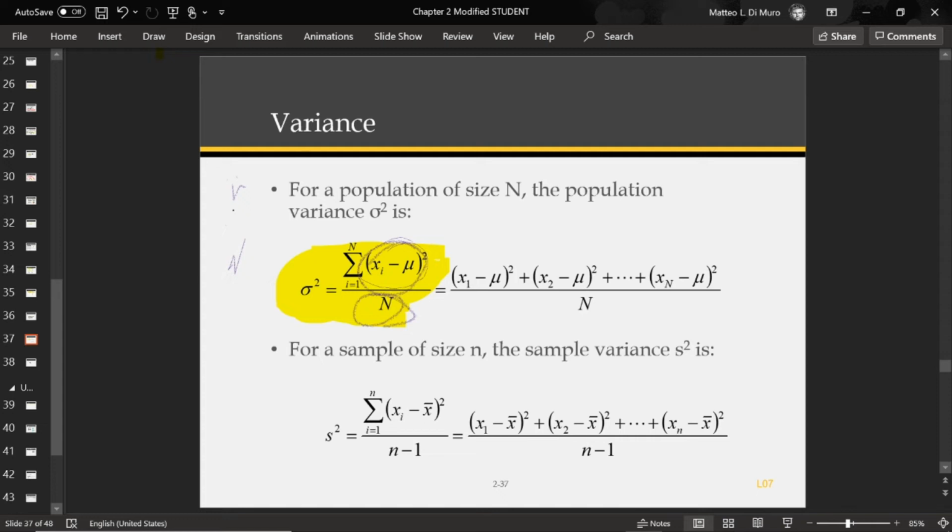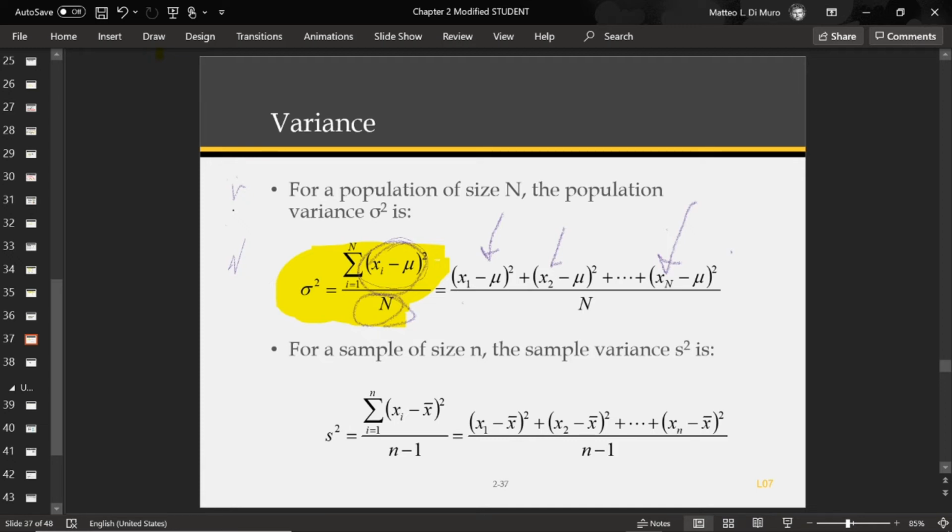So what follows is just the expanded form of the formula, right? Take your first data point, subtract the mean, square it. Take your second data point, subtract the mean, square it. So on and so forth until you get to xn, the last data point, and then you add it all up and you divide by n.